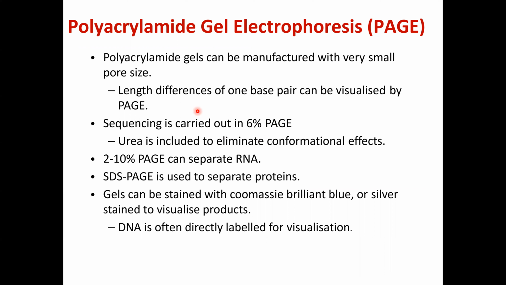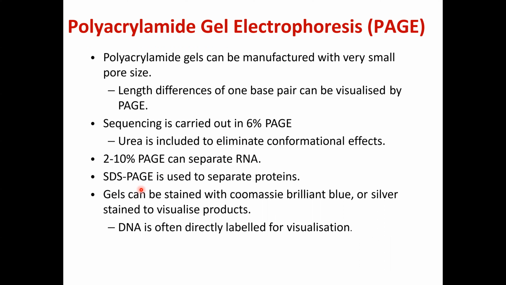For your PAGE gels, they can be manufactured with a very small pore size. They are very fine. So length differences of one base pair can be visualized by cold PAGE. These sequences are carried out at at least 6%, usually 6 to 8%, but in the references we have, it's 6% PAGE. The urea is included just to help eliminate the conformational effects. And you have to remember that 2 to 10% PAGE could help you separate your RNA.